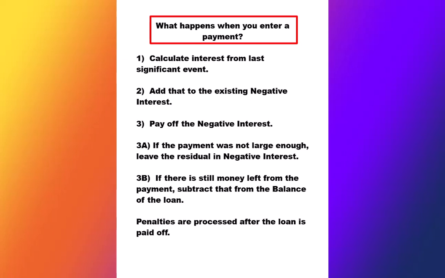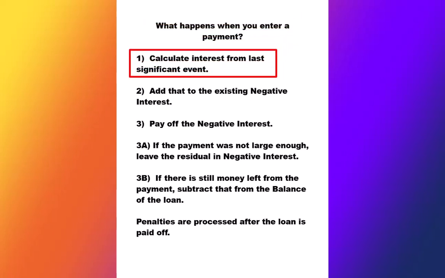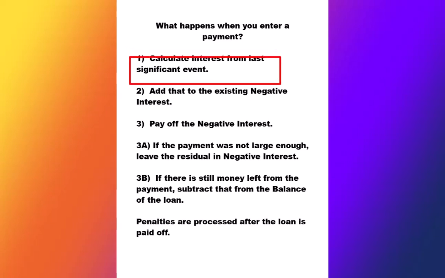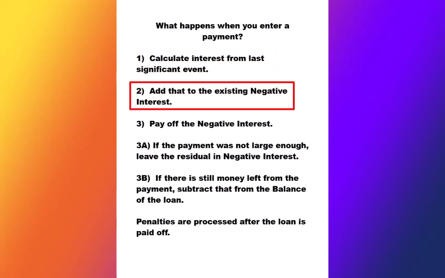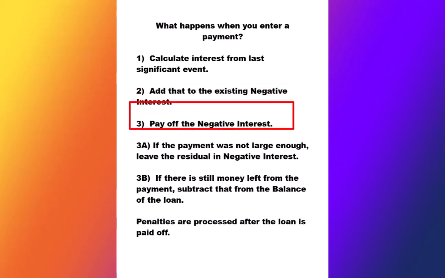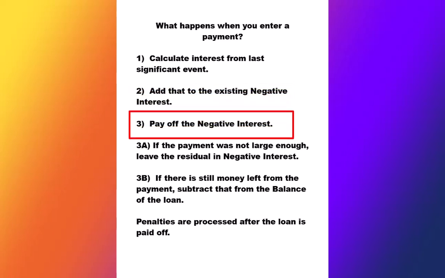But to summarize here, first, you calculate the interest from the last significant event. A significant event is a payment or a penalty. We know the daily interest, and we know how many days it's been since the last significant event, and so you multiply those two numbers together. Second, we add that to the existing negative interest. The negative interest is any interest left over from a previous set of calculations. Third, we take the payment and we pay off the negative interest.